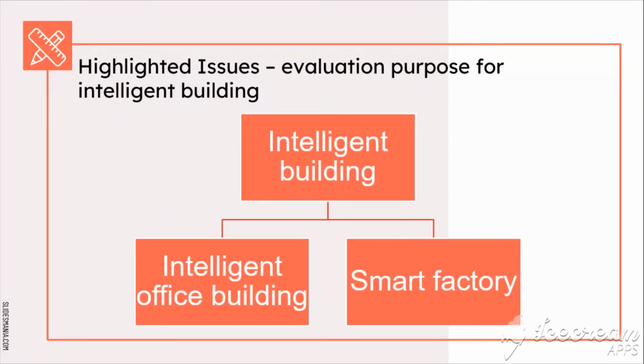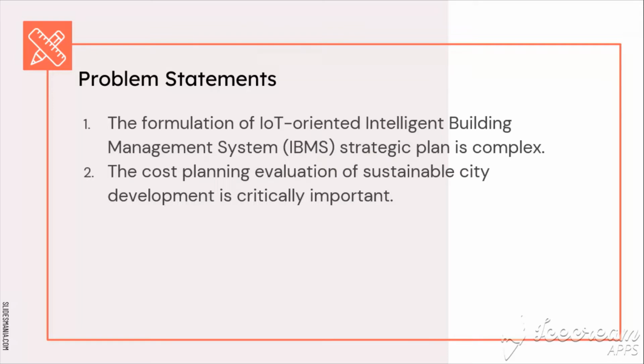For intelligent building, it is divided into 2 categories for evaluation. First, intelligent office building and smart factory. From here, 2 main problems were considered and the authors believe that they can find the solution by conducting this study. The first problem is that the formulation of the IoT-oriented IBMS strategic plan is complex. And then, second, the cost planning evaluation of sustainable city development is critically important.